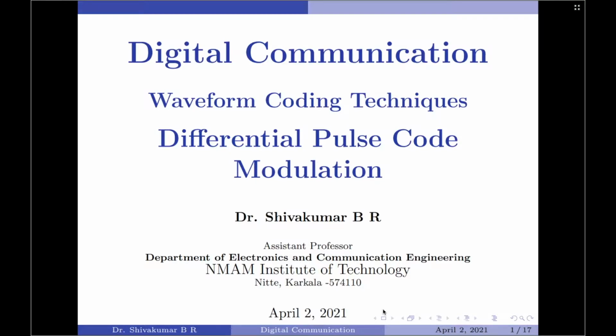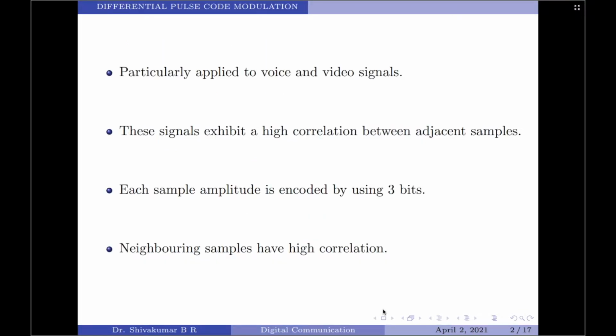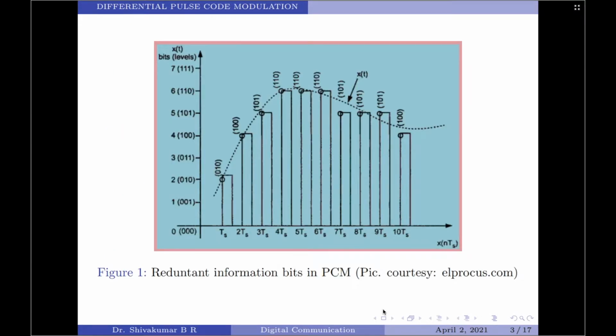In this video, I am going to discuss the topic differential pulse code modulation. Differential pulse code modulation is a technique of analog to digital signal conversion that is particularly applied to voice and video signals. The reason for this is that these signals, that is voice and video signals, exhibit a high correlation between adjacent samples. As an example, let us consider the encoded PCM wave as shown in figure 1 here.